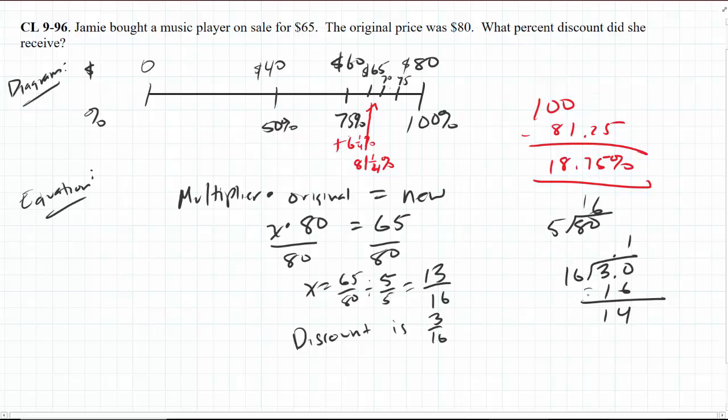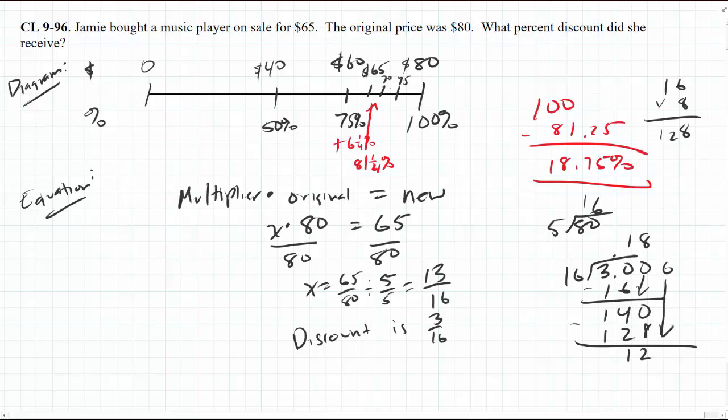Excuse me, I had a pen malfunction. Let's try this again. 1 times 16 is 16. 30 minus 16 is 14. Since there's remainders, we're going to add a 0, drop it down. 16 goes in 140 8 times. 16 times 8 is 128, so we have 12 left over.